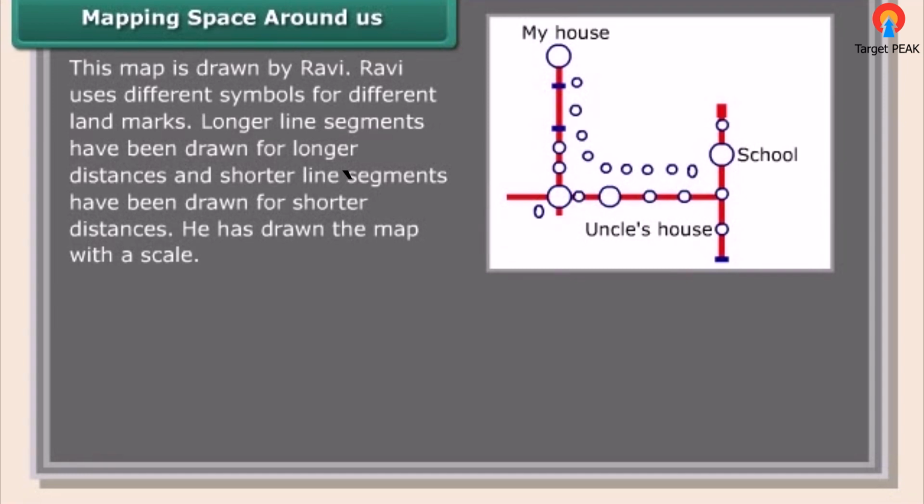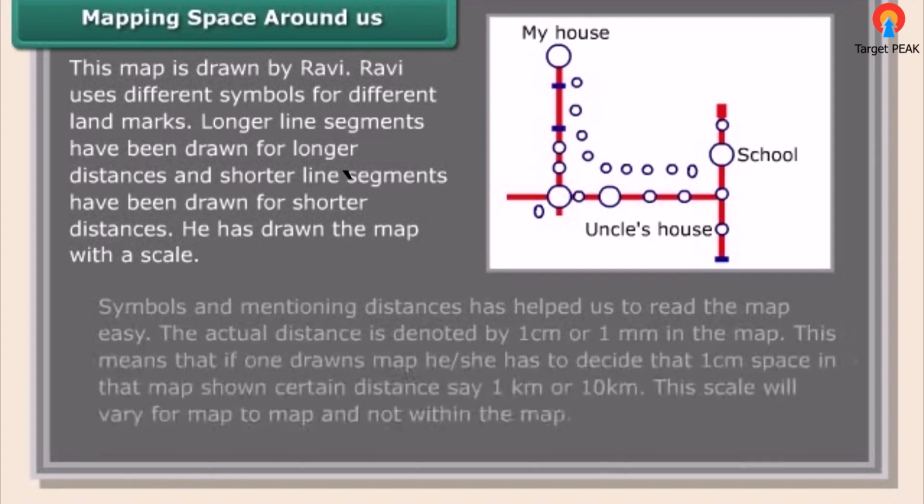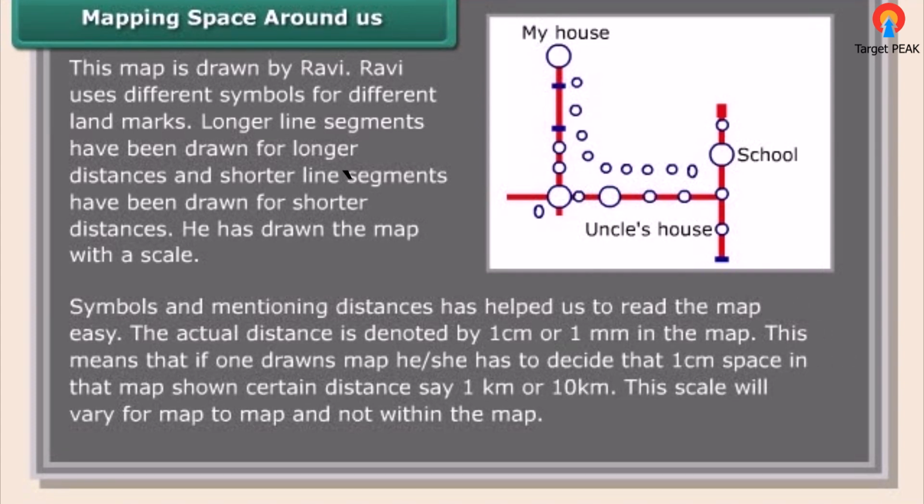Ravi uses different symbols for different landmarks. Longer line segments have been drawn for longer distances and shorter line segments have been drawn for shorter distances. He has drawn the map with a scale. Symbols and mentioning distances has helped us to read the map easily. The actual distance is denoted by 1 centimeter or 1 mm in the map.